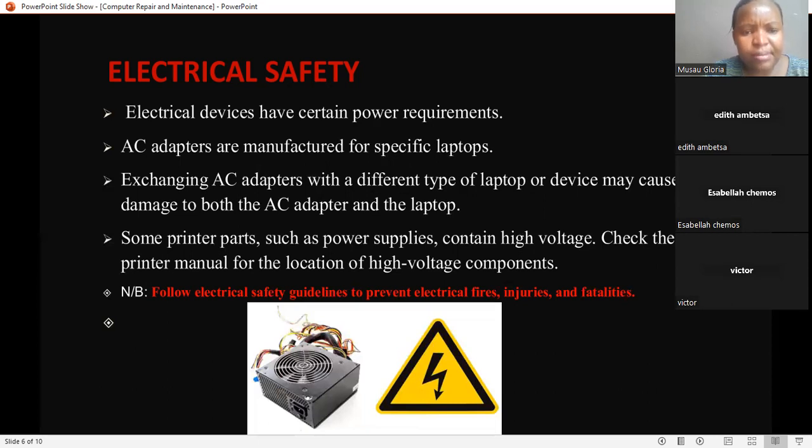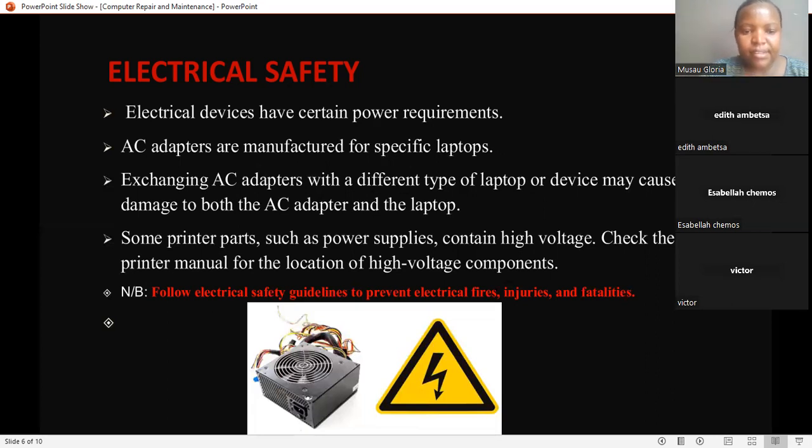So AC adapters are manufactured for specific laptops. Exchanging AC adapters with a different type of laptop or device may cause damage to both the AC adapter and the laptop. So you need to make sure that the AC adapter you're using is the correct one for the laptop that you are using, or the desktop, depending on the device you're using. You need to use the correct AC.